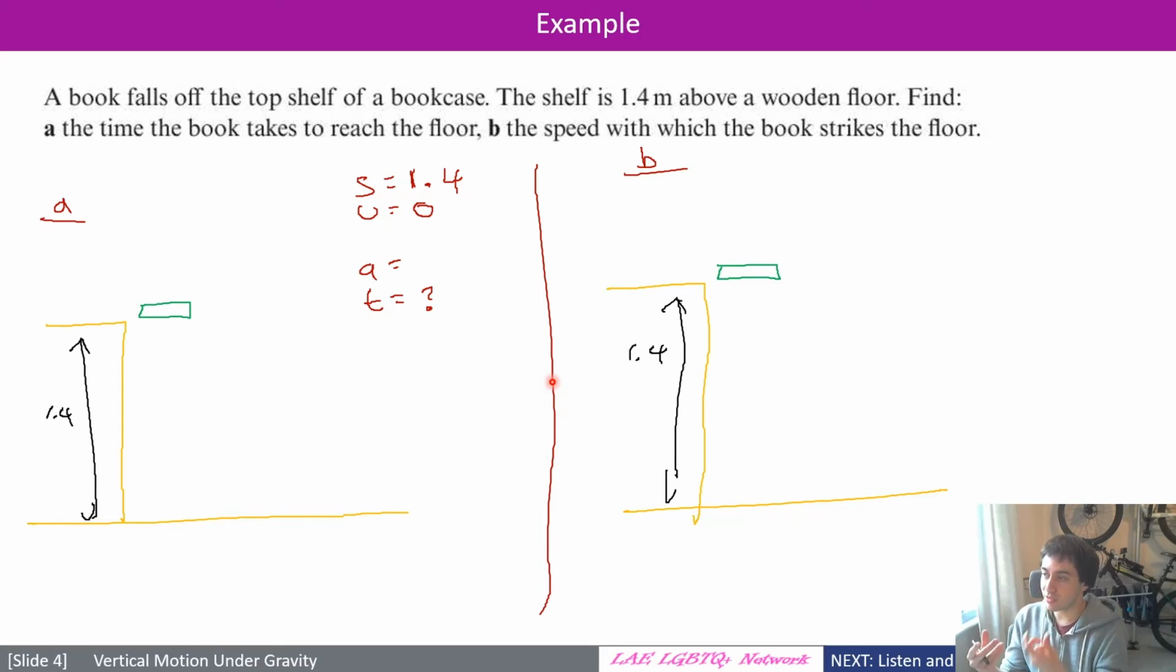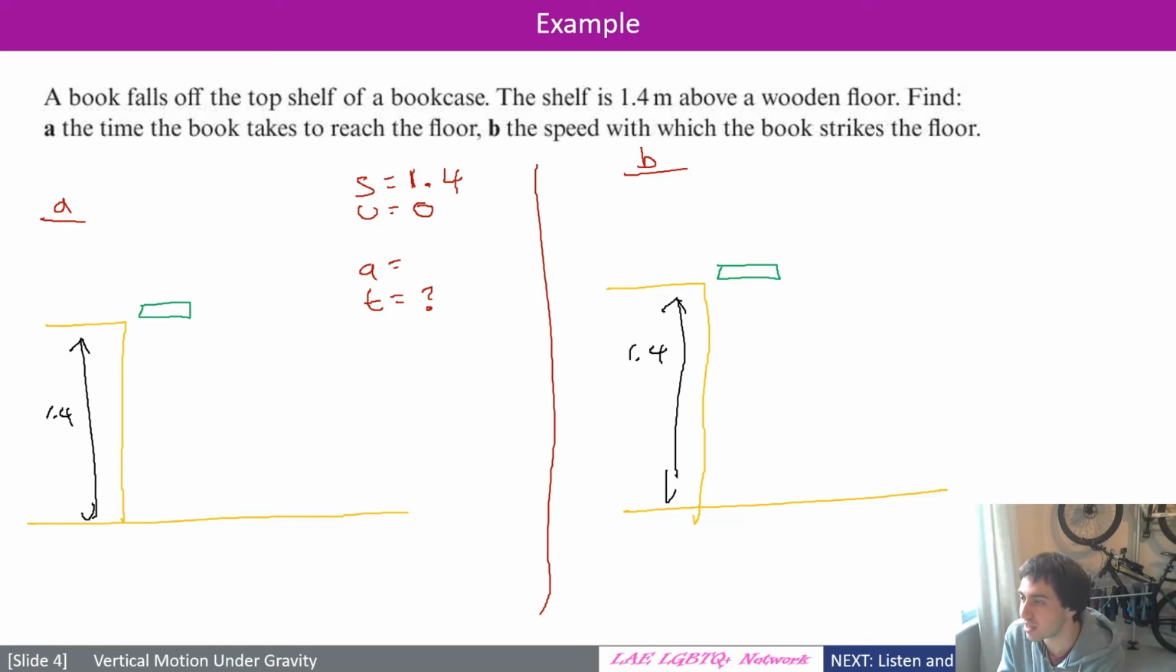The alternative would be if I said it was at minus 1.4, which means I'm saying I'm taking up as positive. So it's up to you which direction you treat as positive. You could say s is 1.4 or s is minus 1.4. It doesn't matter. As long as you're consistent, you'll still get the same correct answer, because your other variables, for instance a, are going to end up being the same or opposite sign accordingly, right?